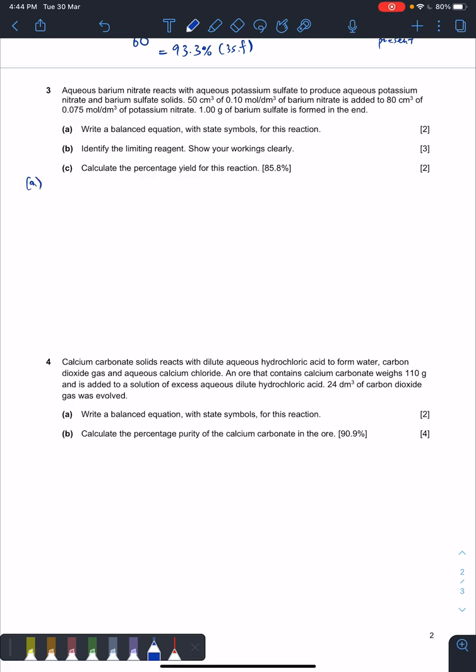You have barium nitrate. So we recall that barium is group 2. Nitrate is NO3 minus. So that is Ba(NO3)2, and it's aq. How do you know it's aq? Because it's aqueous. Reacts with potassium sulfate. Potassium is group 1, so it's K+. Sulfate you need to memorize. So together you have K2SO4. And this is aq as well, because again, if you look carefully, it is mentioned.